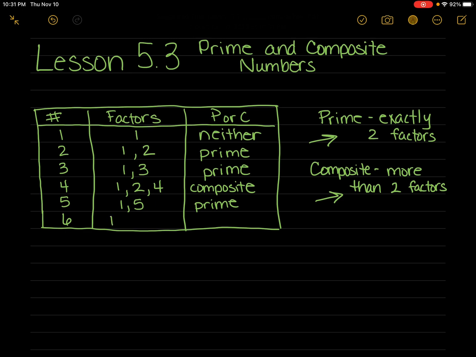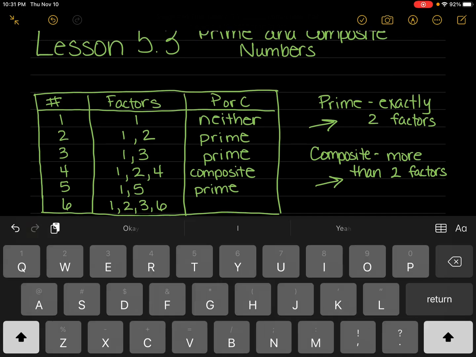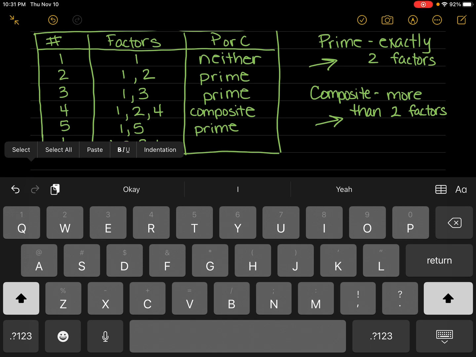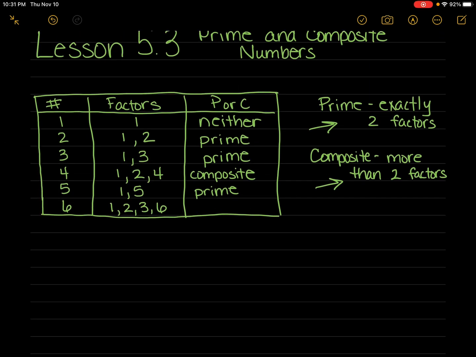And 6 is 1, 2, 3, and 6, right? Because 1 times 6 makes 6, and 2 times 3 makes 6. So that one has 4 factors. So 4 factors means it's composite because it has more than 2 factors.